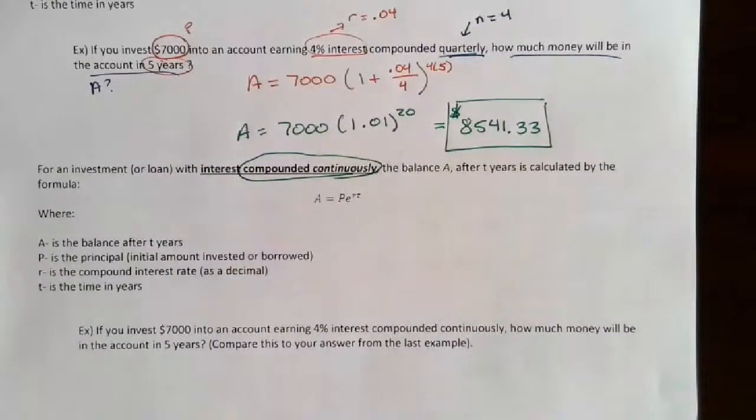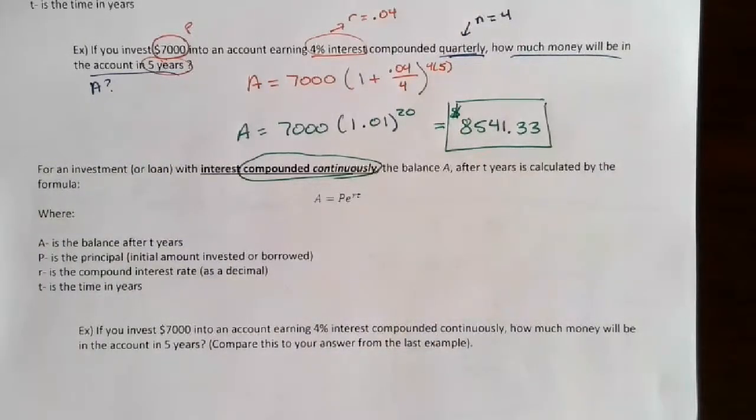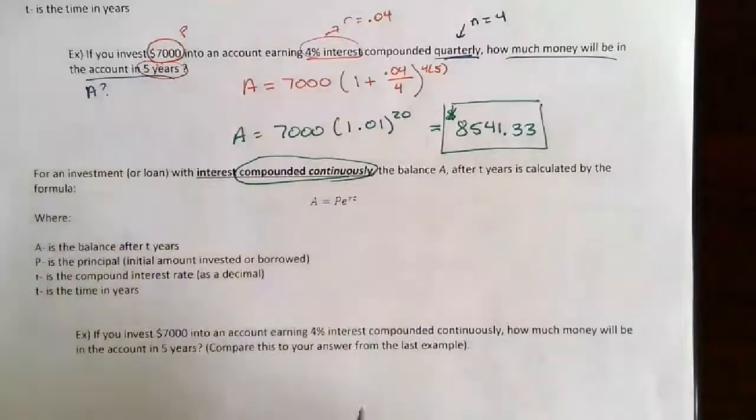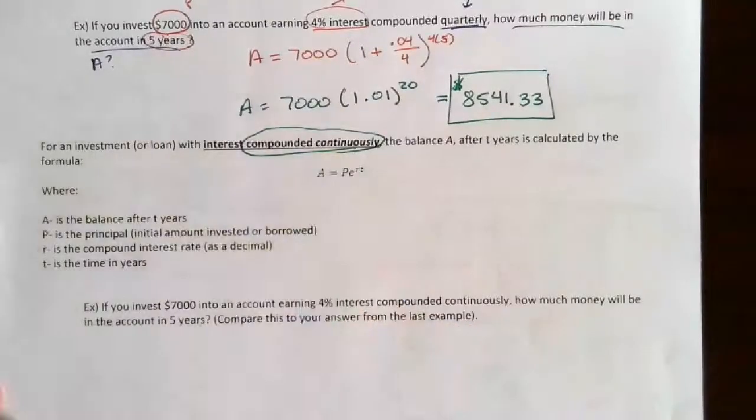If it says compounded continuously, the balance A after t years is calculated by the formula A equals P e to the RT power. Sometimes you'll remember it as PERT. Just make sure you know the RT is the power on e. A is the balance after t years, so it's the amount in the account after t years if it's untouched. P is the principal, which is the initial amount invested or borrowed, just like it was in the previous formula. R is the compound interest rate as a decimal, just like in the previous formula, and T is the time in years. So the only way you know you're using this formula is if the problem you're looking at actually says compounded continuously. That's when you're using this formula here.